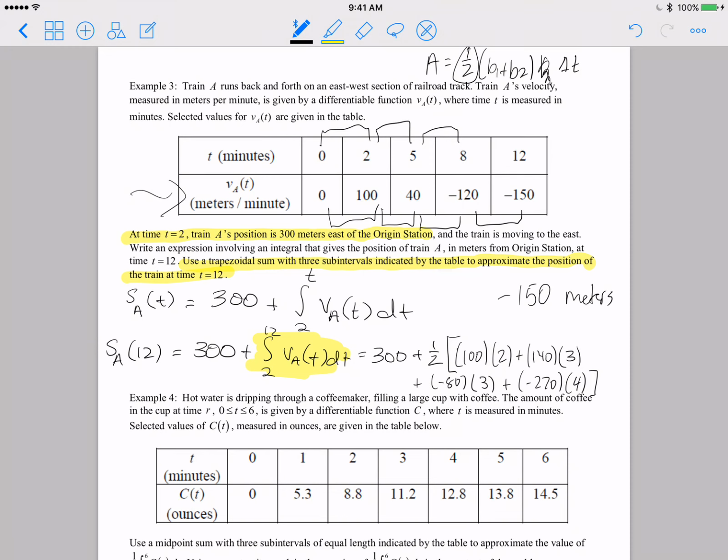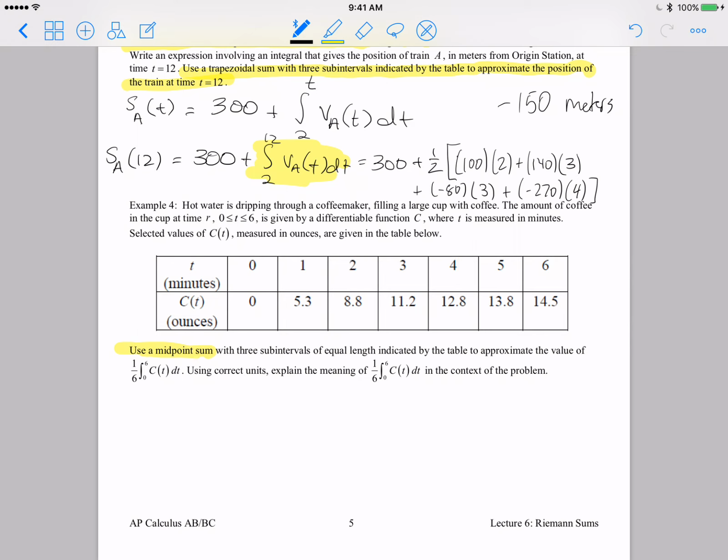Okay, example 4, hot water is dripping through a coffee maker. This function c of t represents the amount of coffee in the cup at time t. It says to use a midpoint Riemann sum. So we're now going to illustrate a midpoint Riemann sum. If you think about the word midpoint, there has to be something in the middle, because we have to take the point that's in the middle.